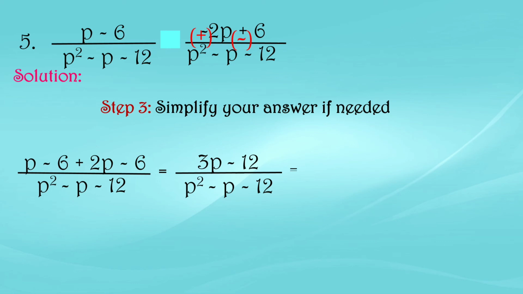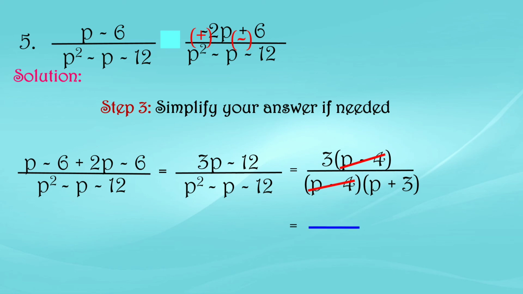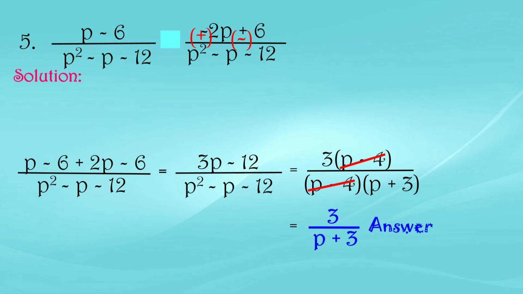And step 3, simplify your answer if needed. So si 3p minus 12, pwede pa natin siyang i-factor. So magiging 3 times quantity p minus 4. At si p squared minus p minus 12, pwede rin natin siyang i-factor. Kaya ang sagot ay quantity p minus 4 times quantity p plus 3. So kung napapansin nyo, meron tayong makakancel sa kanila. Yung p minus 4 kasi common sila parehas. So yung matitira ay 3 tsaka p plus 3. So ang final answer natin ay 3 over p plus 3.